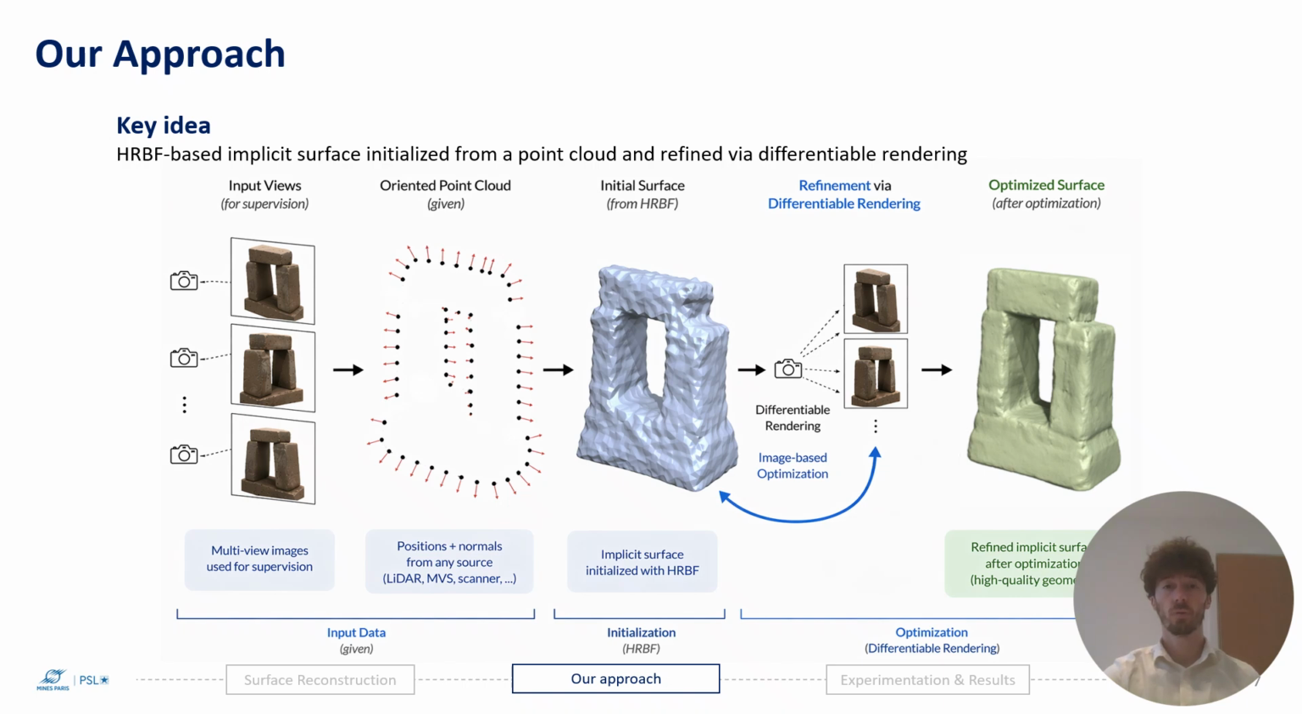We then refine the surface for differentiable rendering. At each iteration, the current geometry is rendered into the input camera views, compared with the observed images and optimized using image-based losses. This optimization progressively improves the geometry and recovers finer surface details that may not be present in the initial point cloud. As shown on the right, the final result is a refined implicit surface with significantly higher geometric quality, while still preserving the strong structural prior provided by the RBF initialization.